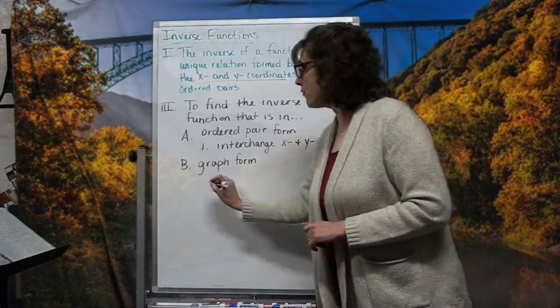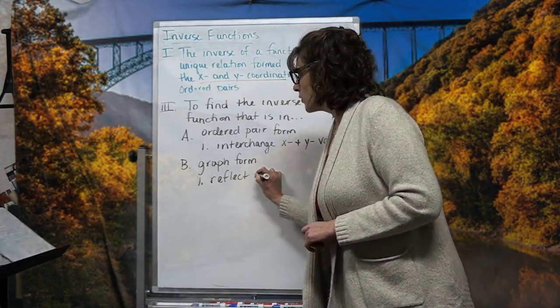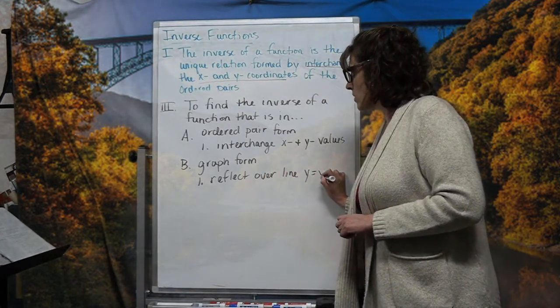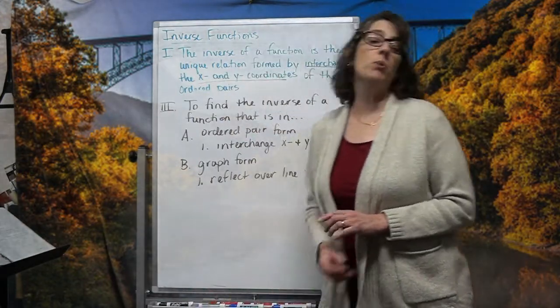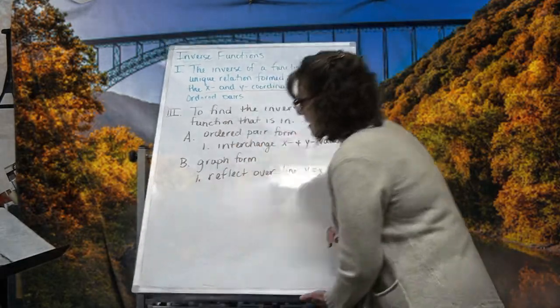Now, if it's in graph form, what you're going to do is reflect your graph over the line y equals x. Because if you reflect your points over the line y equals x, that interchanges your x and y coordinates. Let's go back and look at these examples.